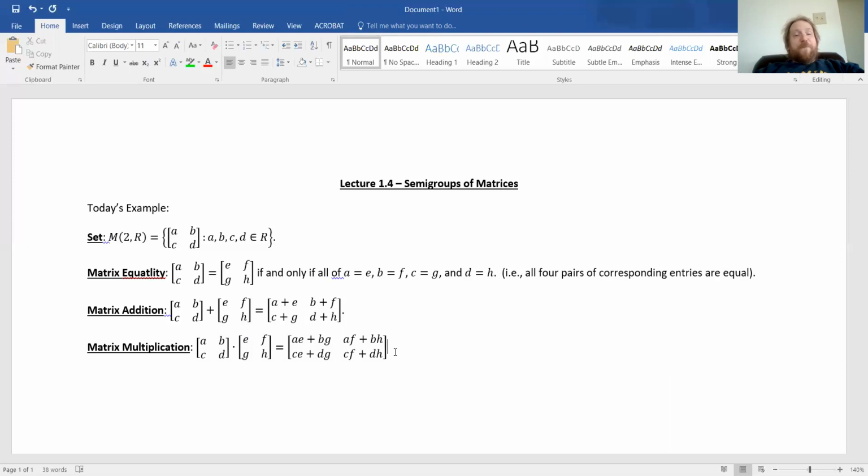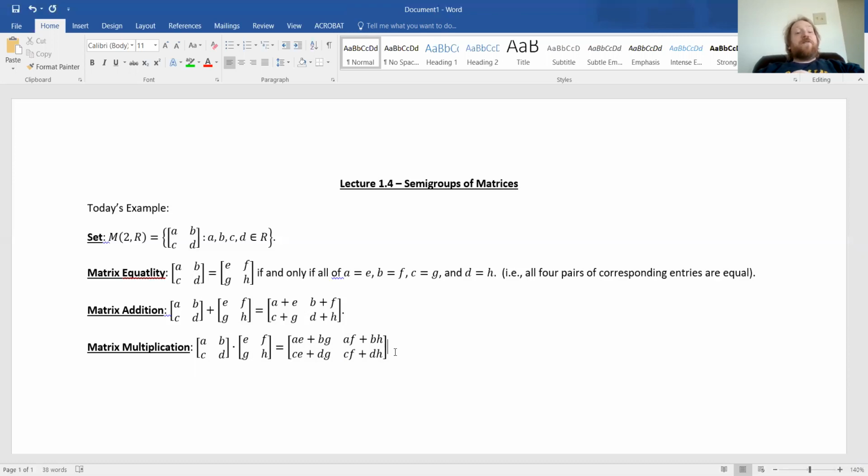Okay, so now we have a set, we have a notion of equality, and we have two different operations. So we want to see which of the semigroup properties hold, the abelian semigroup properties, commutative, associative, well-defined, and closure for each of the two operations with the set M2R. Matrix addition is the easier of the two operations, and all four properties hold there. I am going to let you work that out on the homework.